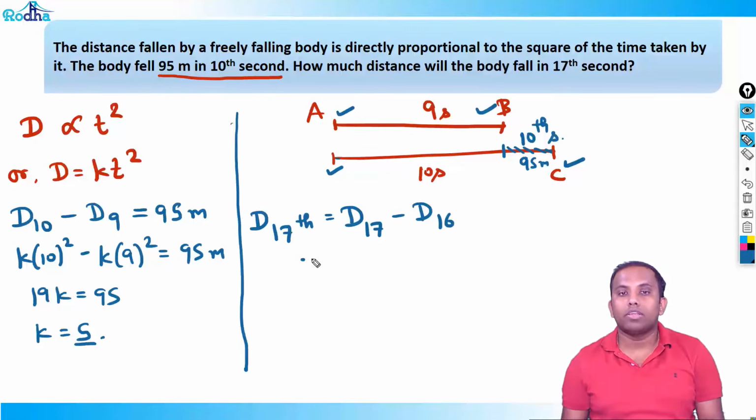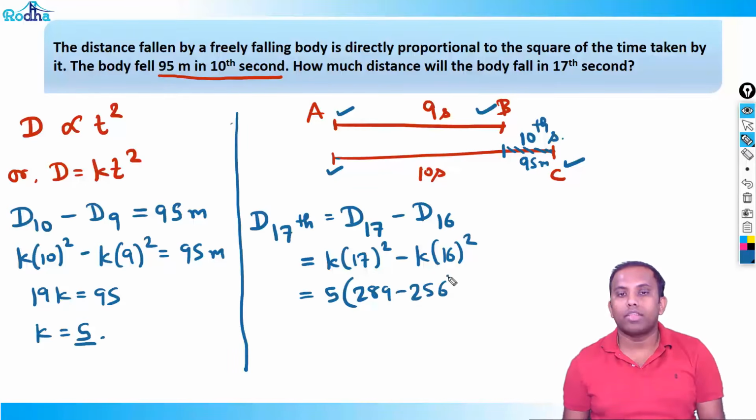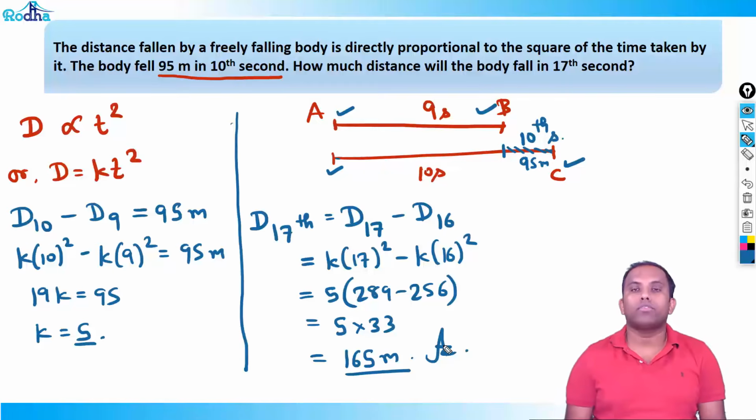The distance traveled in t seconds is kt square. So 17 seconds is k into 17 square, and in 16 seconds it is k into 16 square. We got the value of k is 5. So 5 into 289 minus 256, that is 5 into 33. So what is the answer? The answer is 165 meters. Right, a very beautiful question to start with.